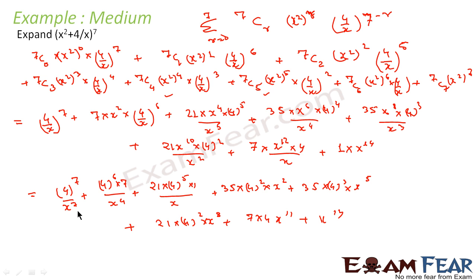If you see, the power is increasing by 3: x to the power minus 7, then x to the power minus 4, x to the power minus 1, then x to the power 2, 2 plus 3 is 5, 5 plus 3 is 8, then 11, then 14. So this is the answer for (x² + 4/x)^7. If you expand this, you get this as the answer.